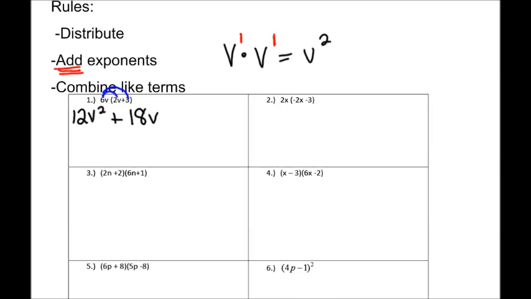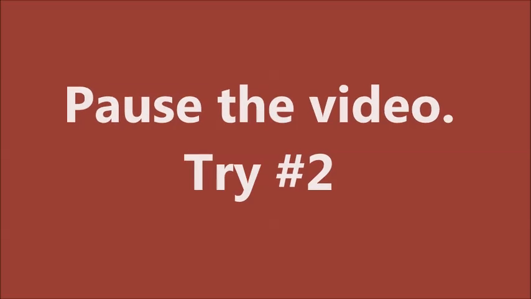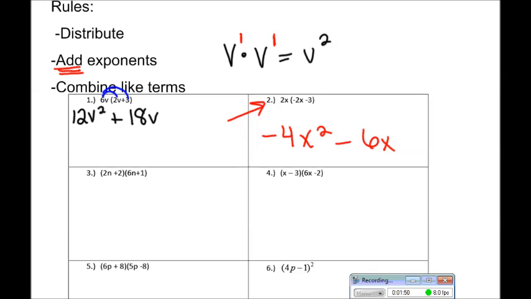Okay, quickly go ahead and pause the video. You go ahead and try number 2. So go ahead and check your answer. You should have negative 4x squared minus 6x.